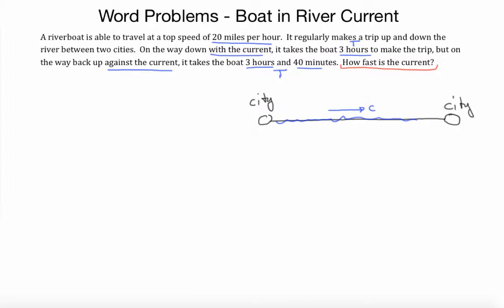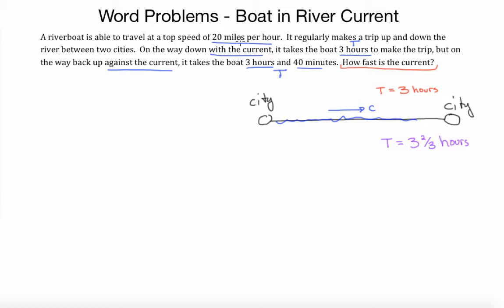All right, so we're told that when the boat goes down with the current, it takes 3 hours. So I'm going to mark it as a time of 3 hours. But on the way back, it takes longer. So the time on the way back, I'm going to mark that down here, is 3 hours and 40 minutes. But I need to be consistent with my units. So 40 is 2/3 of 60, so I'm going to change that to 3 2/3 hours. All right, what else do I know? I know the boat goes 20 miles an hour.